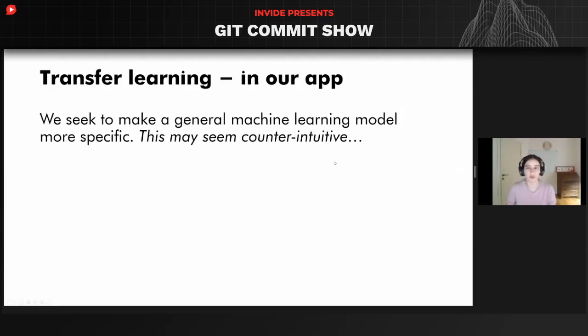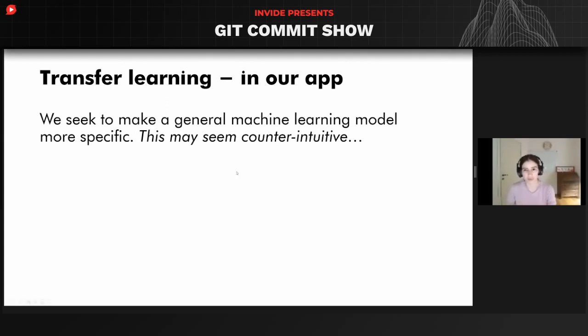So again, when we want to take a general machine learning model and make it more specific. Now, it may seem counterintuitive. Why would you want to make something more specific and so maybe less generalized? But it actually works very well.